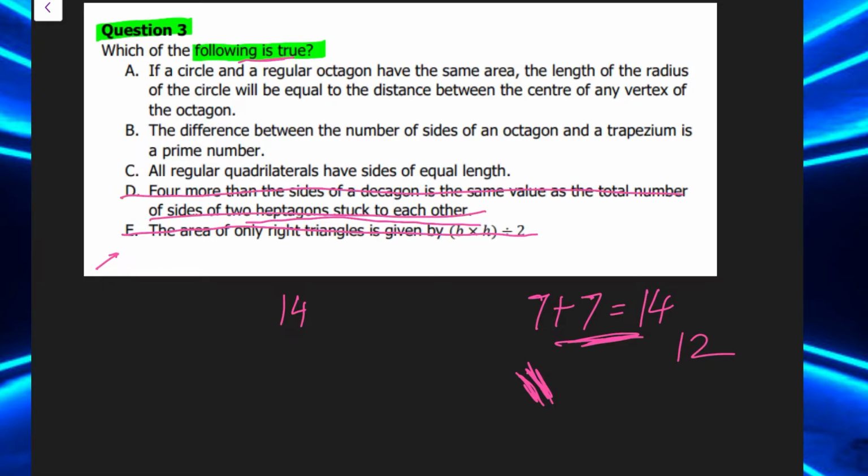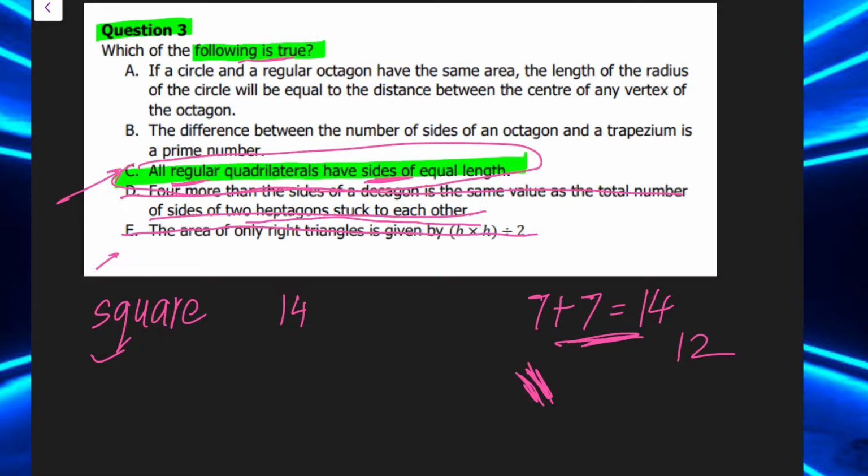This is not true. Now see, actually, all regular quadrilaterals have sides of equal length. Now this is straight away the answer because we know the very definition of regular shapes means all the angles and all the sides are equal. A regular quadrilateral is referring to a square. So we have found our answer. We actually did not need to work out what A is asking us to do. We have found the statement which is true, which is C.